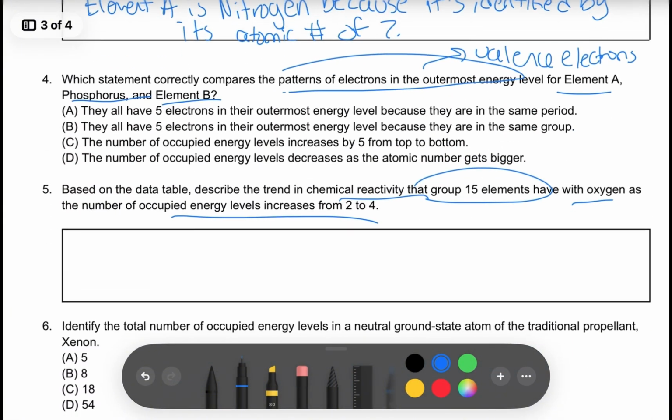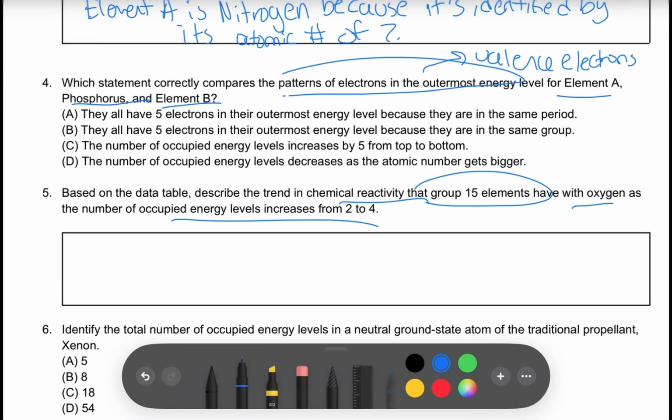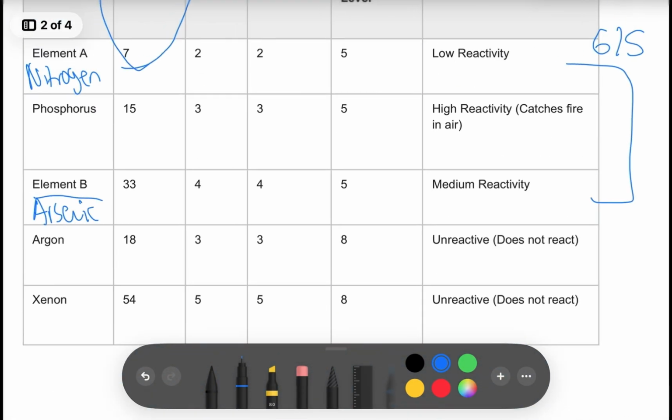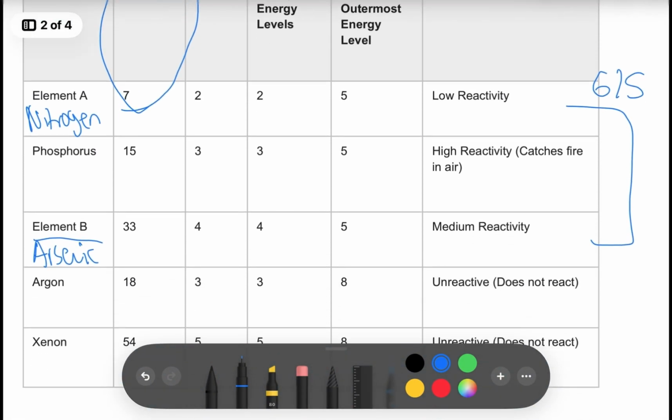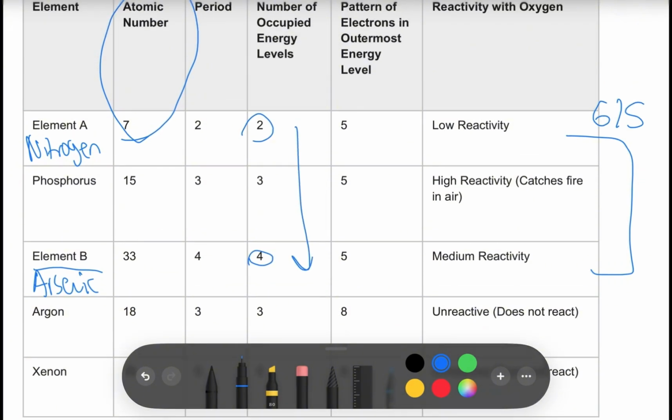So now that we know that information, the question is asking, describe the trend in chemical reactivity that these elements have with oxygen as the number of occupied energy levels increases from 2 to 4. So if we look at the occupied energy levels, it goes from 2 to 4, and it's asking for the reactivity with oxygen. We can see that as the number of occupied energy levels increases from 2 to 4, the reactivity with oxygen is also increasing because it's going from low to high to medium, so it's increasing.